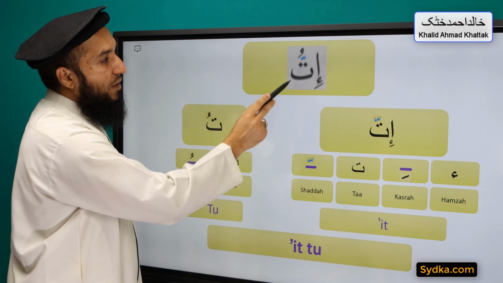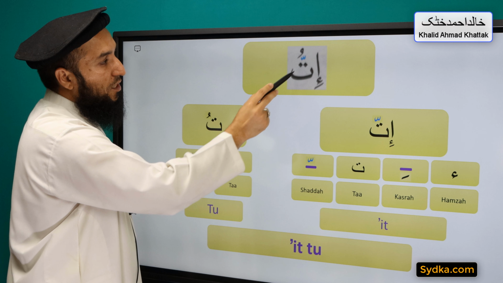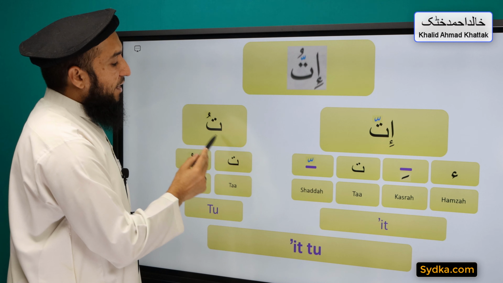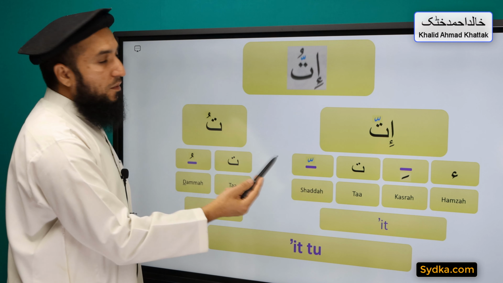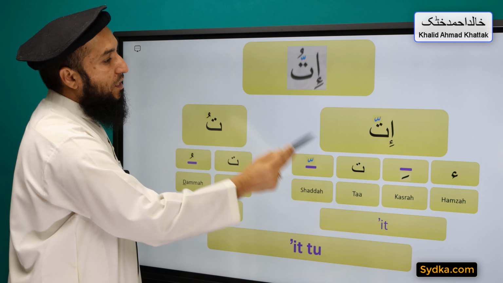The next syllable we have is ta dhamma tu. Ta is a light letter, it has dhamma on top of it and it is prolonged for one count. Ta dhamma tu. Combining both syllables together, we have ittu.